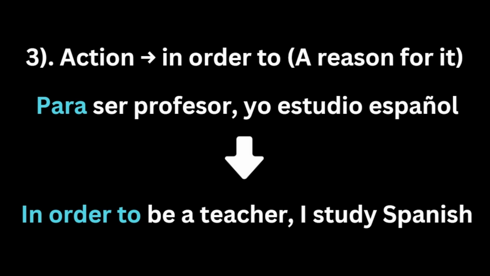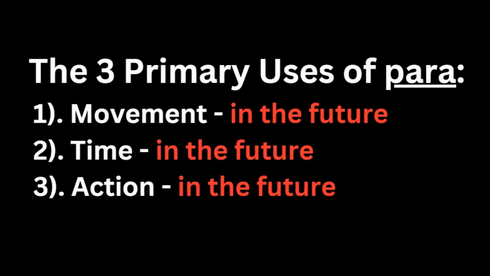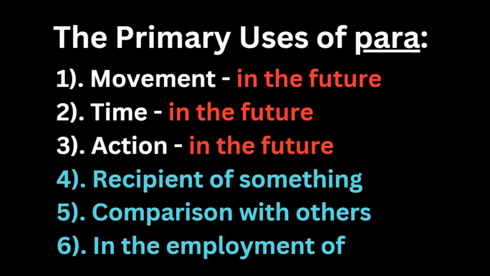I believe that this is the easiest form of para to remember because para in this context will always come before a verb, indicating in order to, and that's the closest connection I can give it. However, para has other uses that are more logical than por once you put the context into English. Still falling into the category of movement, time, and action, para can be used for being the recipient of something, a comparison with others, and in the employment of.